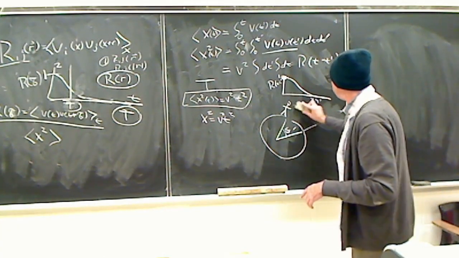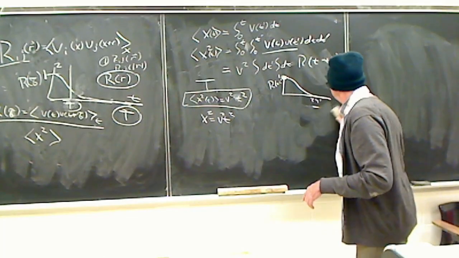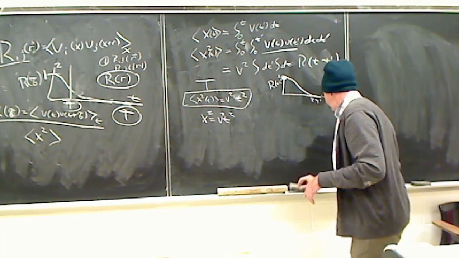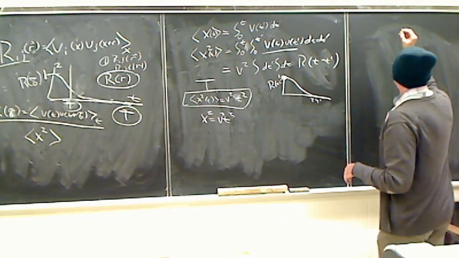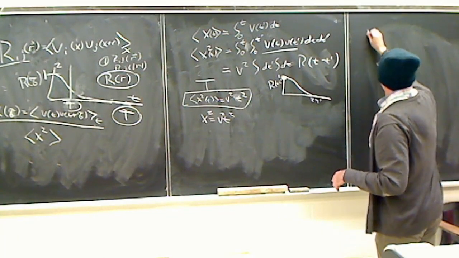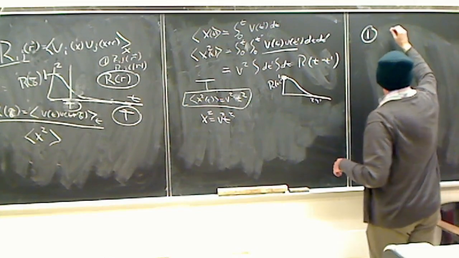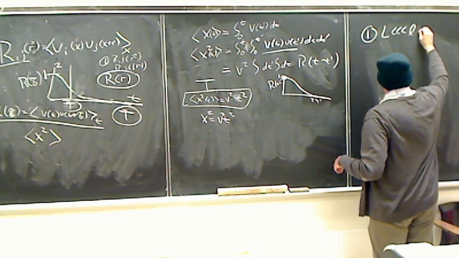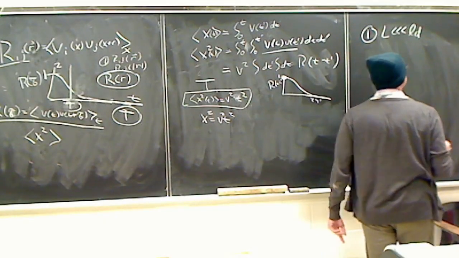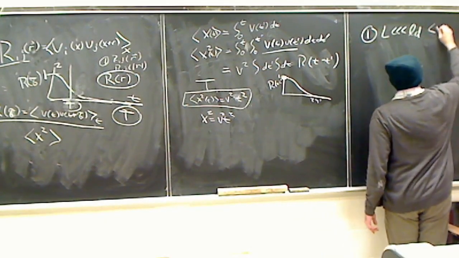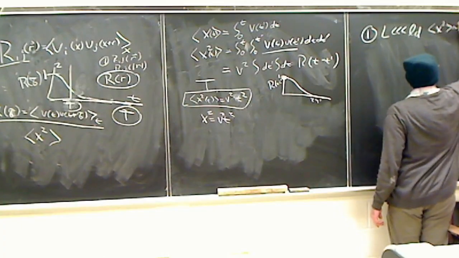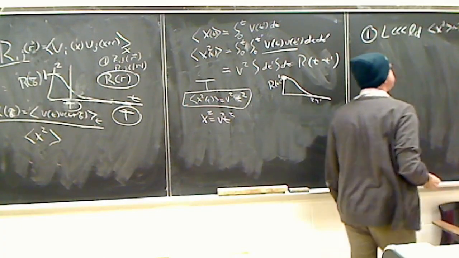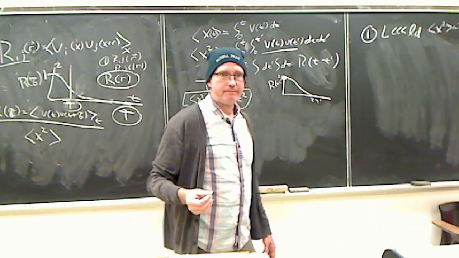So anyway, okay, where was I? Correlation functions. Okay, so first, if L is really, really small, if L is much less than the dissipation length, then average x squared goes like the diffusion constant times t. This is what we did yesterday.